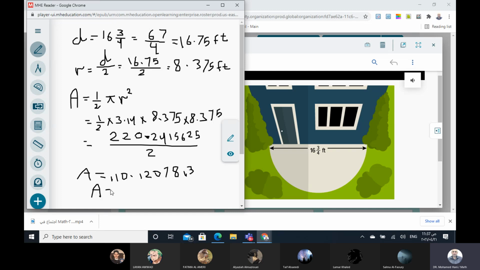Now round to the nearest hundredths. The right number is down 0, means change all right numbers to zeros and keep the same digit, means 110.12 feet squared. Who has any question here? No questions, Mr. Okay.